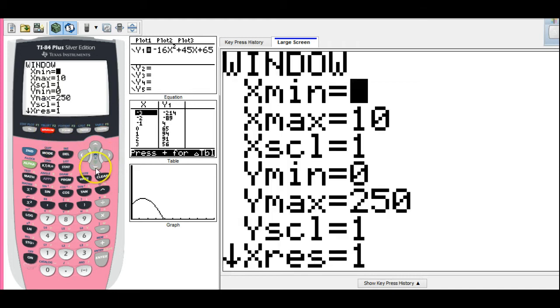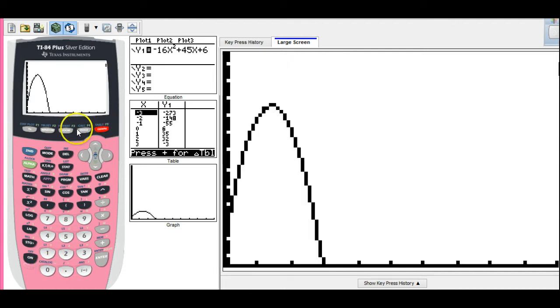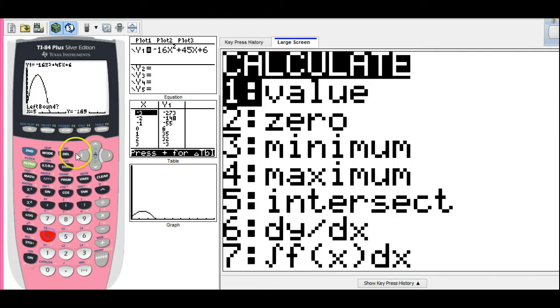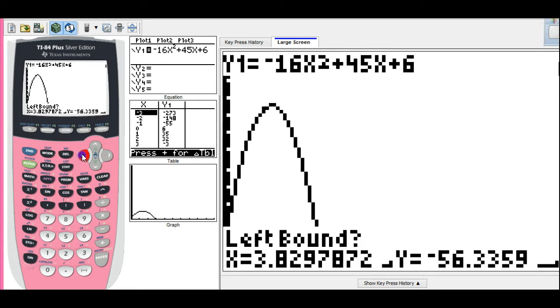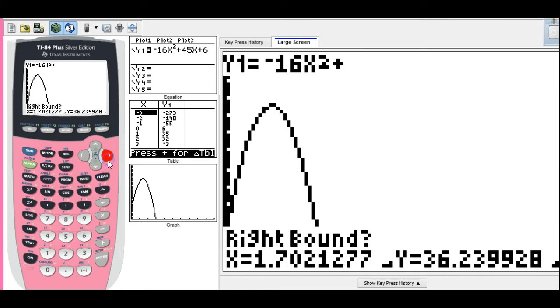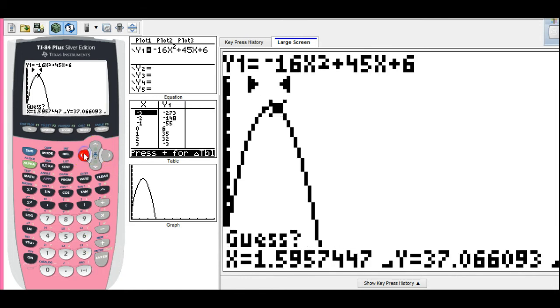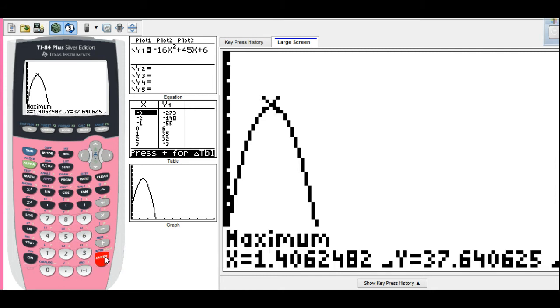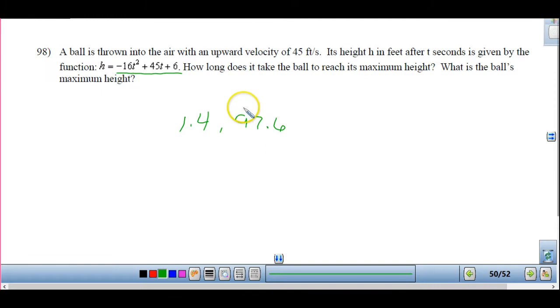I'm going to bring my window down a little bit, probably to maybe 50. Hit graph. Now I can see this guy. All right, so second, calculate. Maximum is 4. Left bound. Enter. Right bound, enter. Get to the top of that guy. All right, so now 1.4 and 37.6. So that makes a little bit more sense, 37.6.